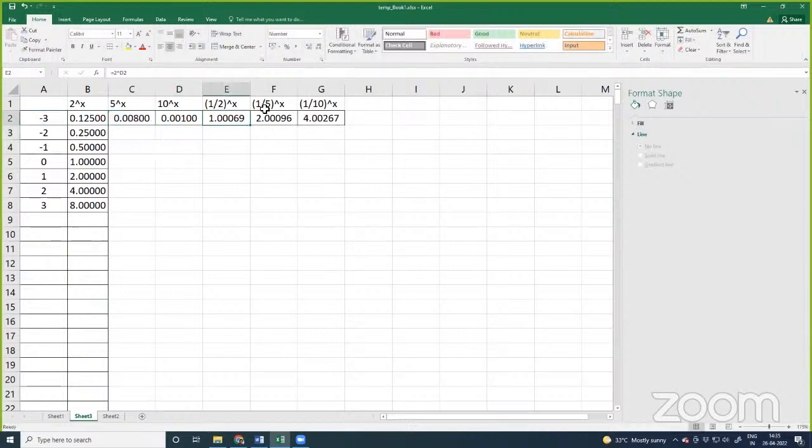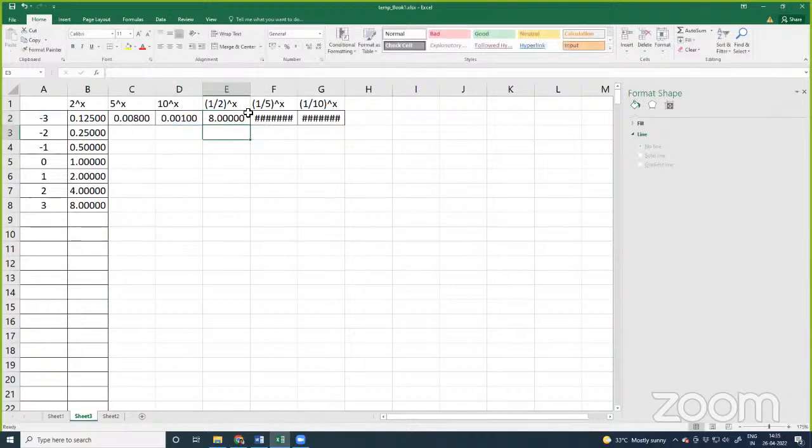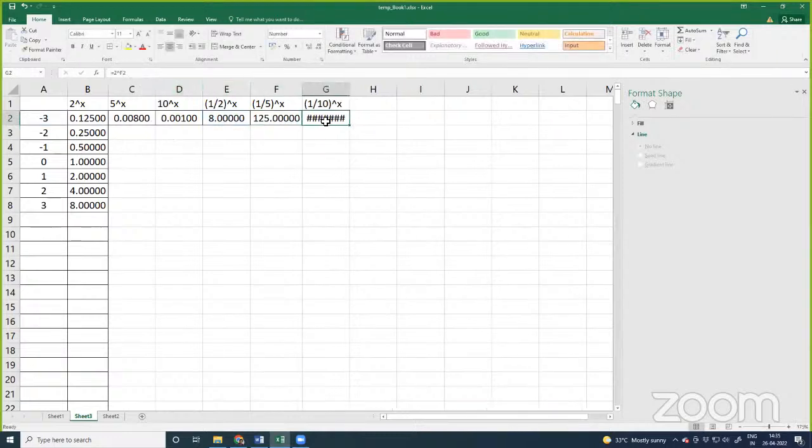Here 1 over 2 is there. How do we write 1 over 2? You have to use the bracket, 1 by 2 to the power of, again, the same power. Then 1 by 5 should be within the bracket, to the power of the same. Then 1 by 10 should be 0.1, you can also use 1 over 10 to the power of the same.